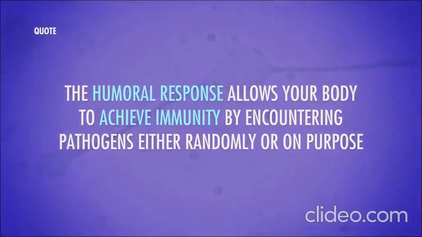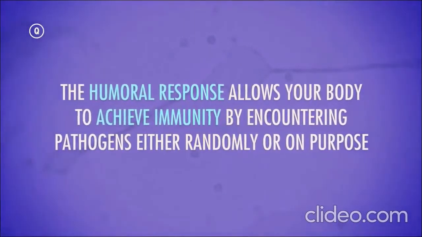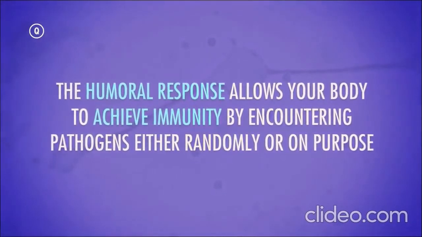The humoral response allows your body to achieve immunity by encountering pathogens either randomly or on purpose. Active humoral immunity is what we were just talking about. It's when B cells bump into antigens and start cranking out antibodies. This can occur naturally, like when you catch the flu or get chicken pox or pick up some nasty bacterial infection, or it can happen artificially, particularly through vaccination.